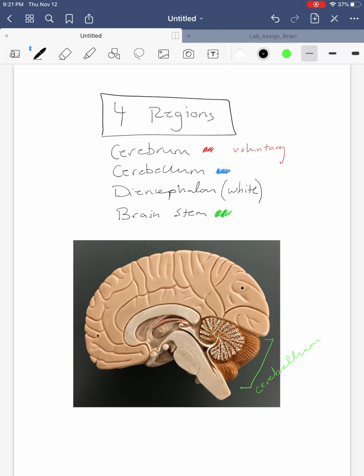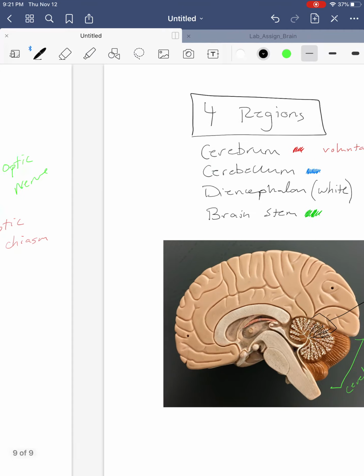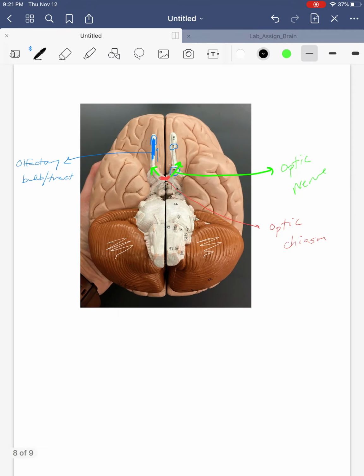The inner pattern of white matter. So if you look here, we have an inner pattern of white matter, kind of looks like tree branches. That inner pattern of white matter is called the arbor vitae, and that's where it gets its name. Arbor means tree, vitae means life in Latin, so that inner tree-like pattern of white matter is called the arbor vitae. And the last structure is the vermis.